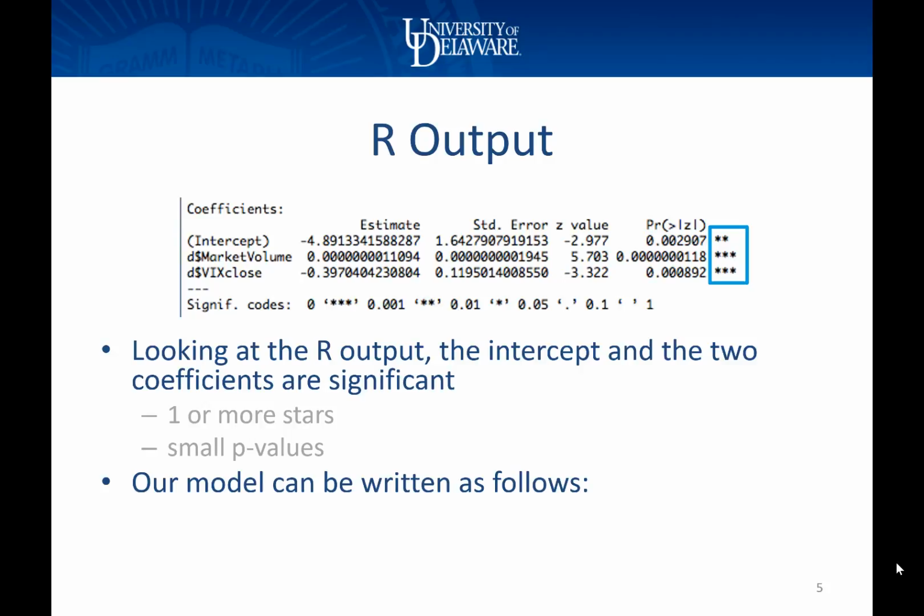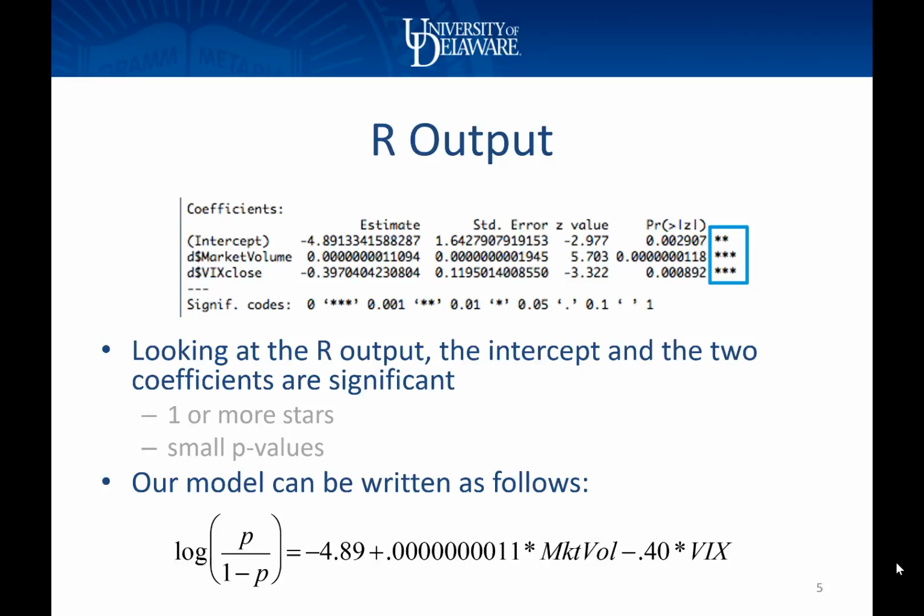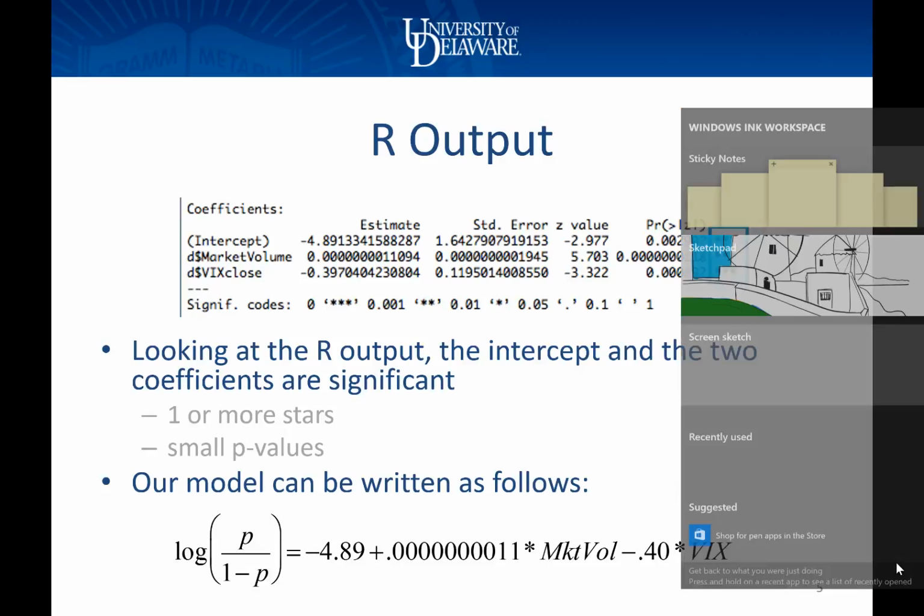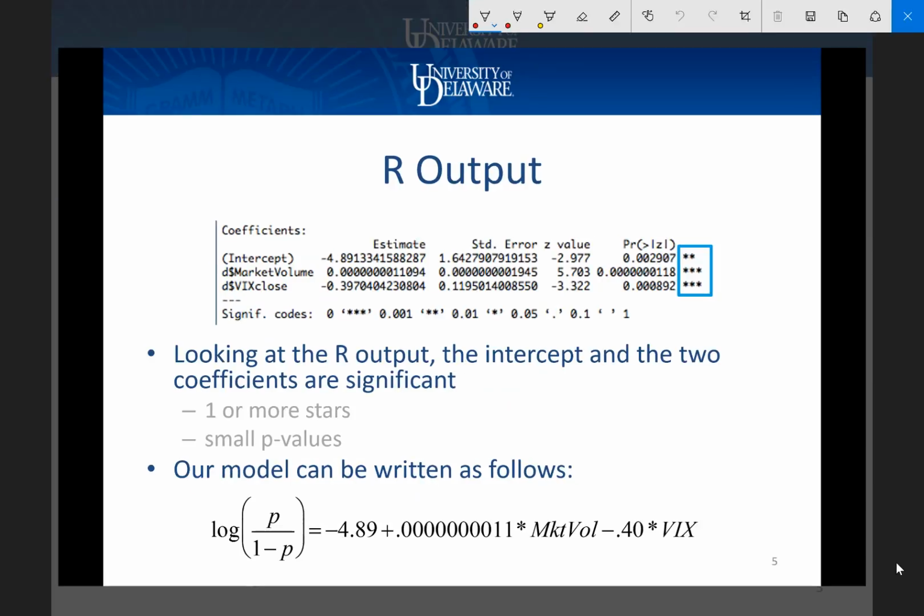So how do I write a logistic regression model? I know how to write a linear regression model. It was very straightforward. This is the model output. So again, we're just going to enable drawing on the screen so we can look here. The intercept was negative 4.89, and that belongs in the model. The market volume coefficient looks really, really tiny. It's very close to zero, but we saw that it was statistically significant. So we're going to write that here.